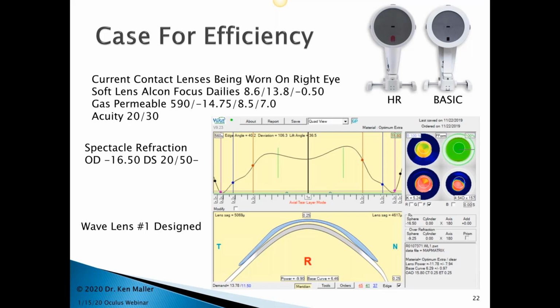And so I had talked to him about refitting him into a scleral, getting the lens off the eye, and possibly even improving vision. I do not do any trial lens fitting in my office. I do everything empirically. And so this spectacle refraction, I got a -1650 diopter.